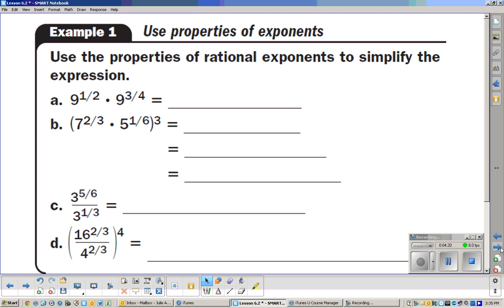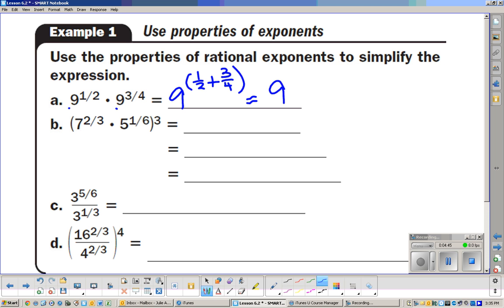So all of the properties we have still hold true. We just have to deal with them with fractions, and that's probably what makes it a little more difficult, is we're just not maybe as comfortable adding and subtracting fractions. Let's take a look at our example 1. We have the same base 9, and as long as we have the same base 9, we can add the exponents 1/2 plus 3/4. All right, so here's our challenge. We've got to know what 1/2 plus 3/4 is.